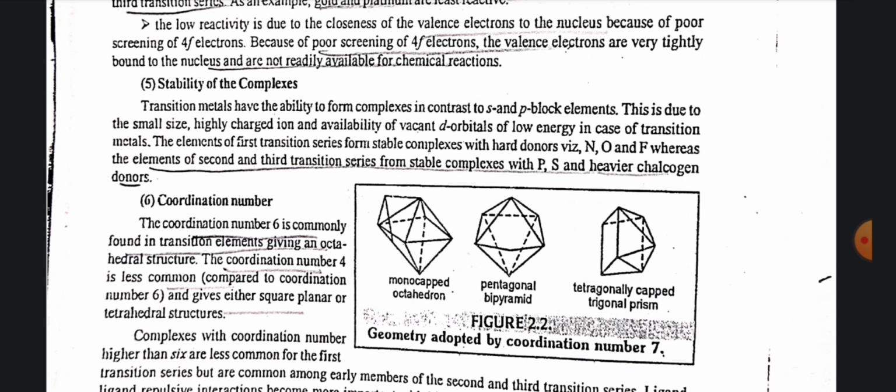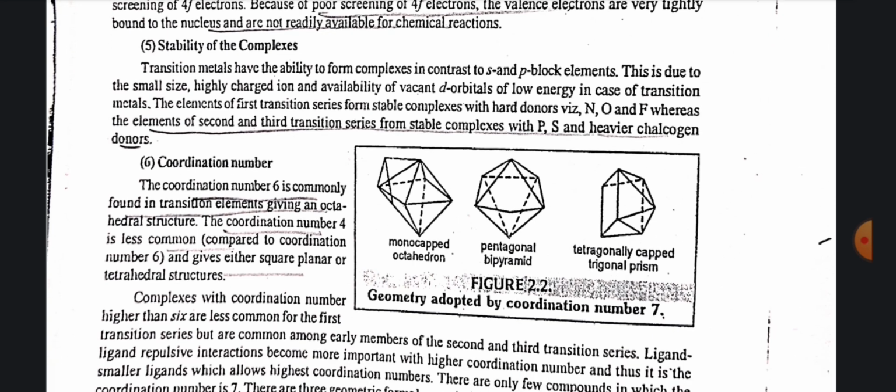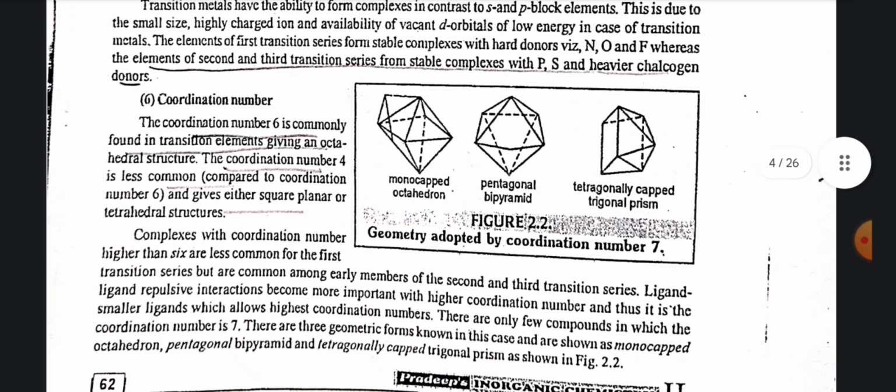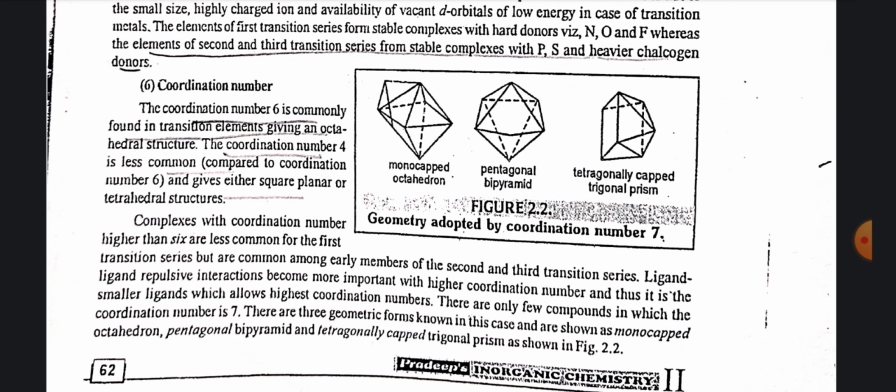Stability of the complexes. Transition metals have the ability to form complexes, in contrast to s and p block elements. This is due to the small size, highly charged ion and availability of vacant d orbitals of low energy. The elements of the first transition series form stable complexes with hard donors such as N and F, whereas the elements of the second and third transition series form stable complexes with P, S and heavy halogen donors.